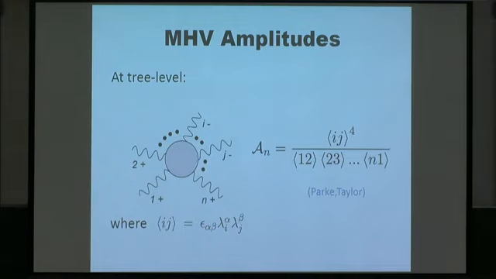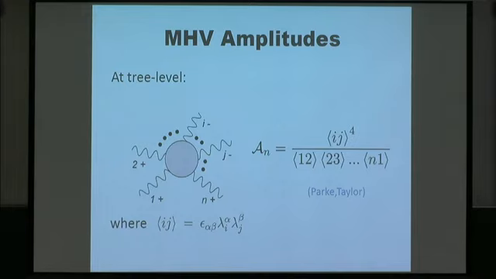And what's remarkable is that no matter how many external legs you have in this diagram, at tree level, in the end of the day, the final answer can be written in this very, very compact form, where these brackets refer to inner products of the external spinors that are derived from the external momenta, contracted by this epsilon symbol.